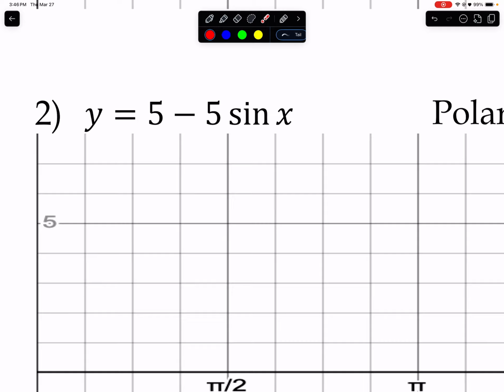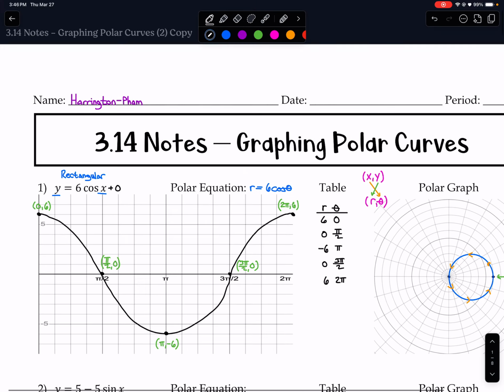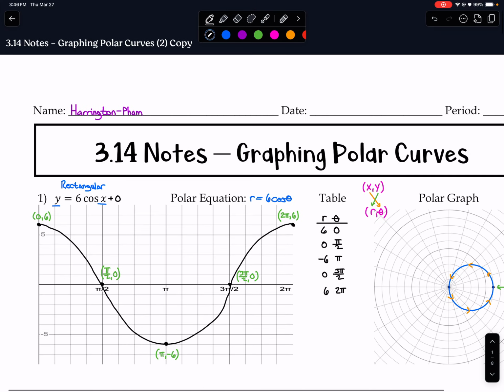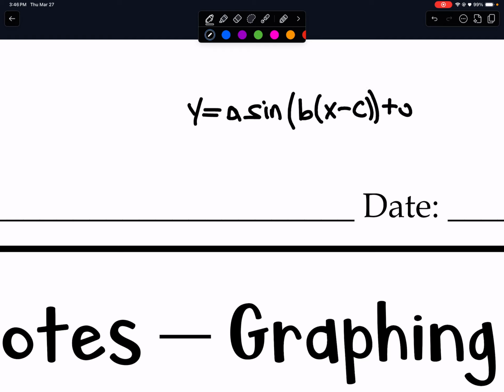So over here, now with number 2, you'll notice that our equation actually isn't written in an order that we're used to. I know with these trig equations, we're actually used to seeing our equations written in the form a sine bx minus c plus d, where we have a as our amplitude, b is going to impact our period, c is going to be the phase shift, and d is going to be your midline.